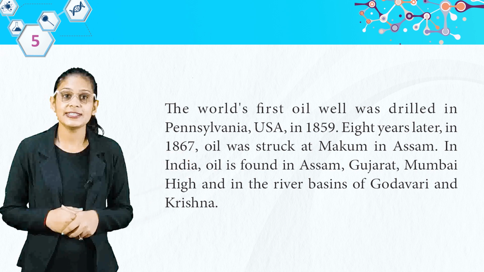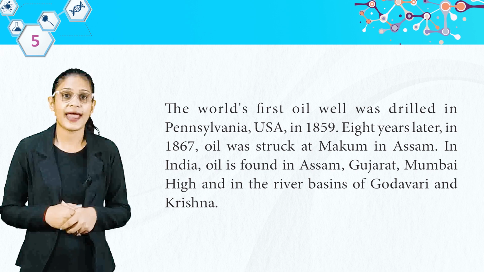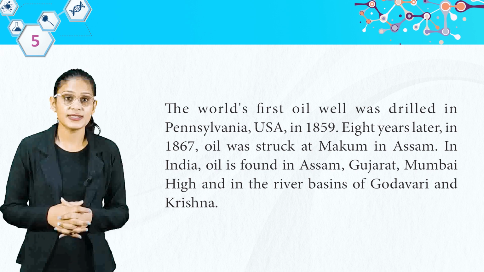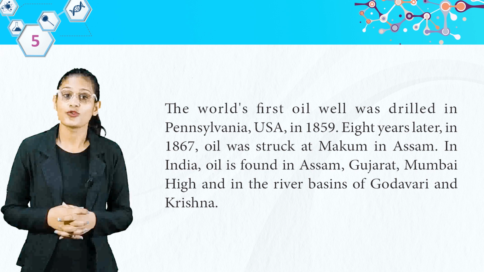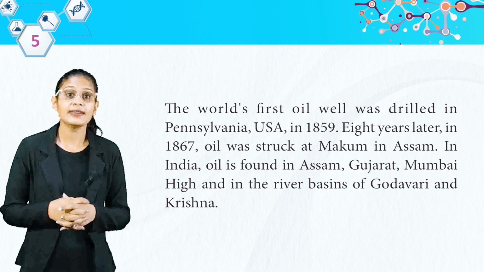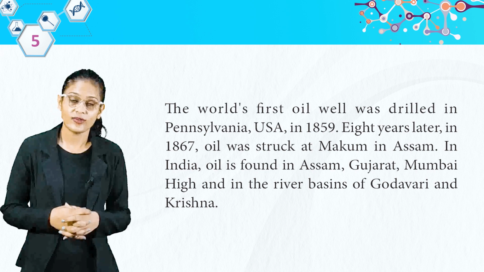Eight years later in 1867, oil was struck at Makum in Assam. In India, oil is found in Assam, Gujarat, Mumbai High and in the river basins of Godavari and Krishna.